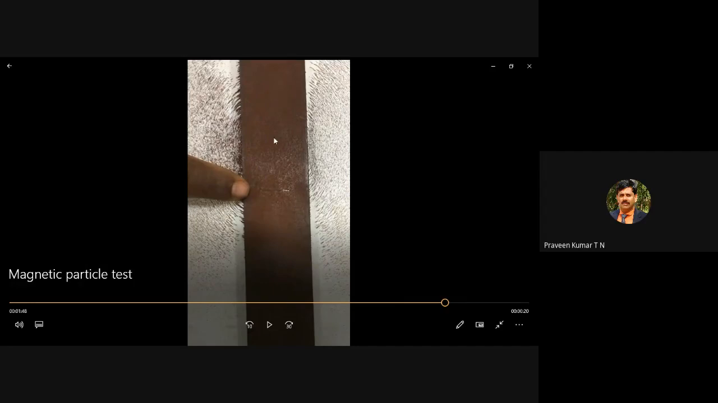Okay. So already powder is sprayed here. You can see once it is magnetized, even the powder sprayed around realigns itself. Don't bother about the powder on the metal surface. So we have sprayed the powder uniformly.